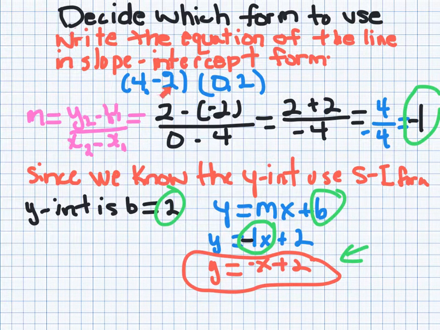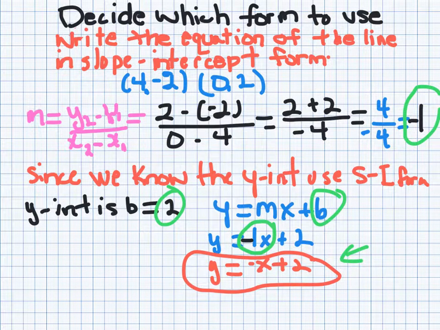So we have 4 and -2, and 0 and 2 as our coordinates. We figure out our slope, which is m equals y2 minus y1 over x2 minus x1. I plug in my numbers. I have 2 there, and minus a -2, and I have 0 here and a 4 here, and that's going to end up 2 plus 2 over -4, and then that's negative 4 over 4, and that comes out to be negative 1.